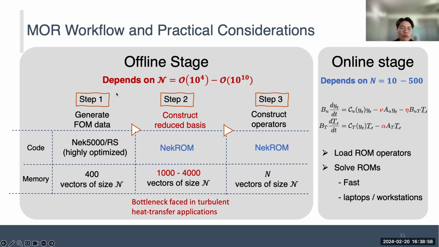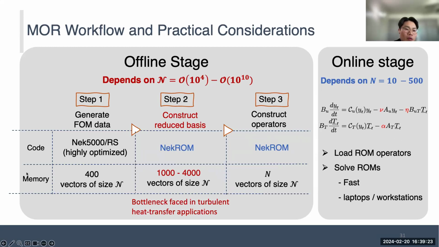And normally there are 3 steps. The first step is where we generate the forward model data. And for a typical CFD code, the memory requirement is around 400 vectors of size billions. So that is fine. You can run that even on a supercomputer.